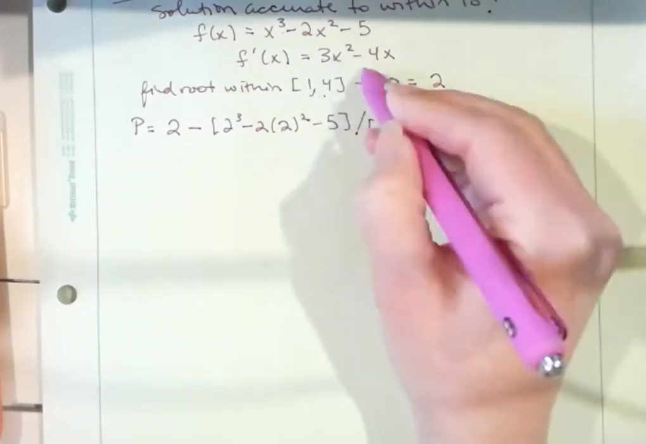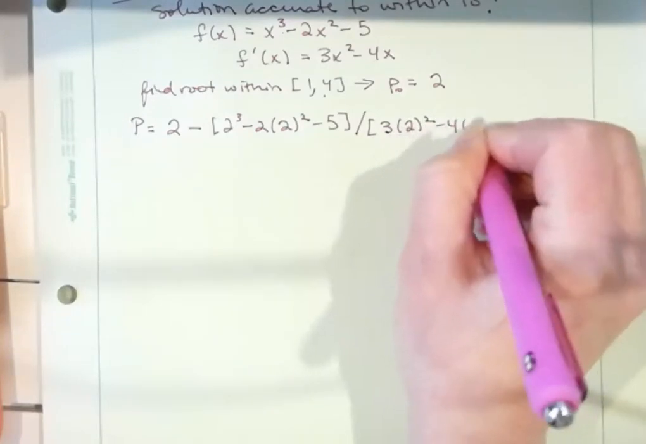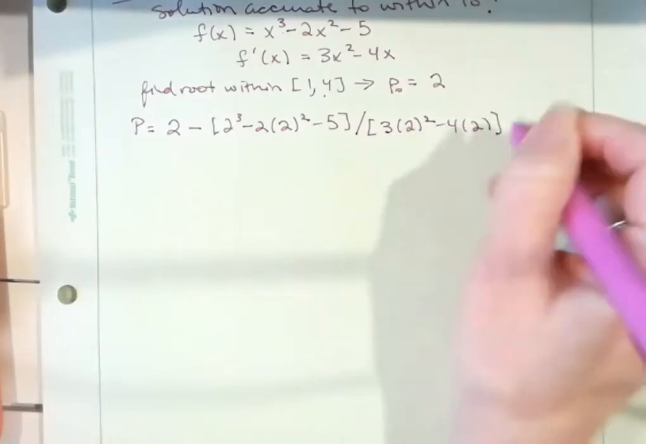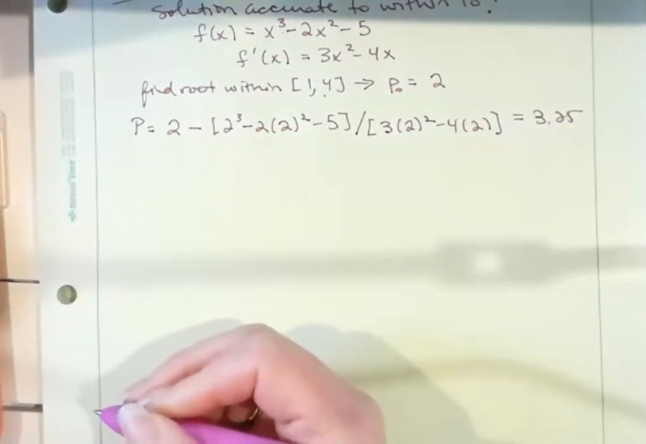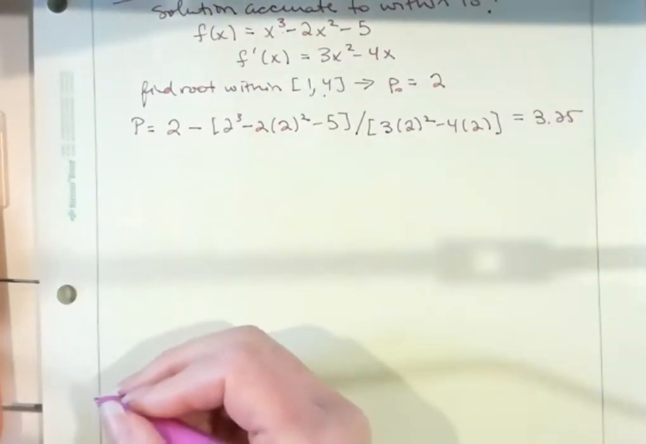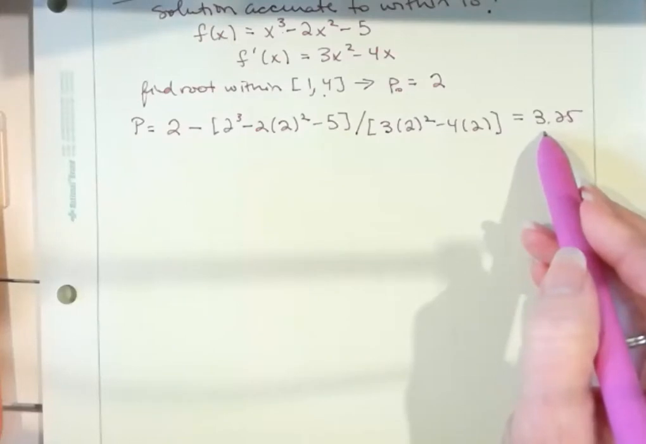then do the same thing with the derivative. So we'll have 3 times 2 squared minus 4 times 2. And then that gives us 3.25. So this is our new guess for the root.